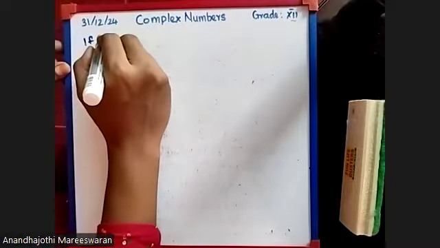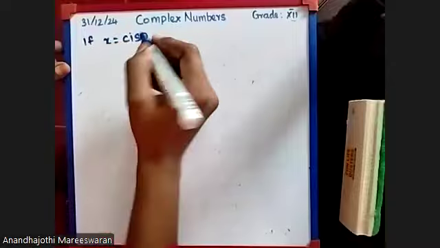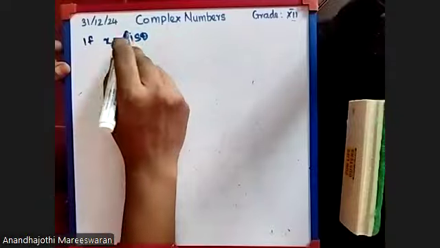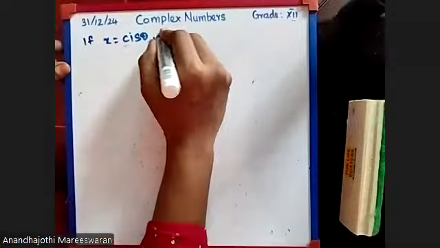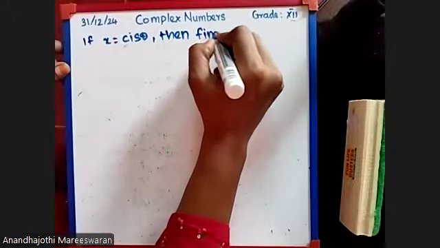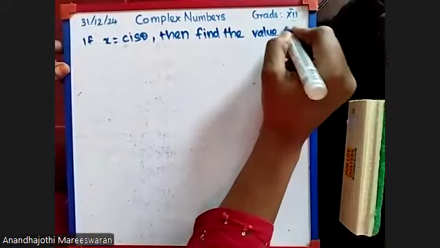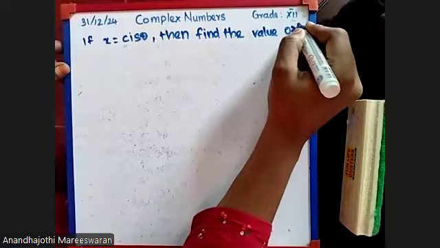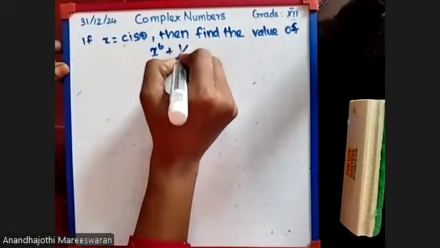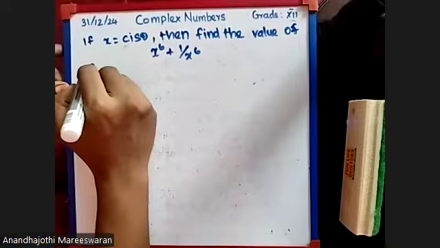If x equals cis theta, right? Be clear, it's not cos theta, it's cis theta, right? Cis theta, then find the value of x power 6 plus 1 by x power 6, right? Solution.